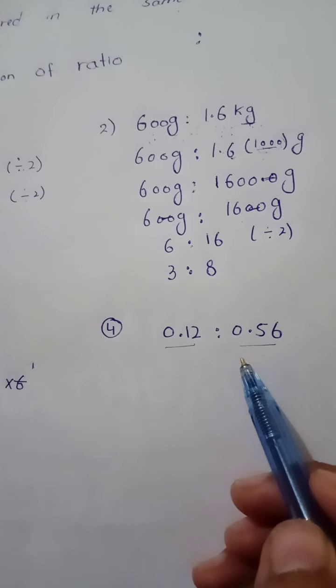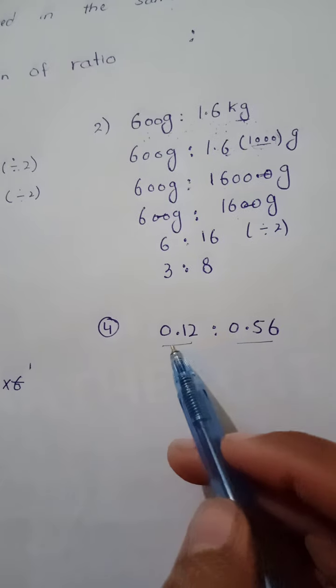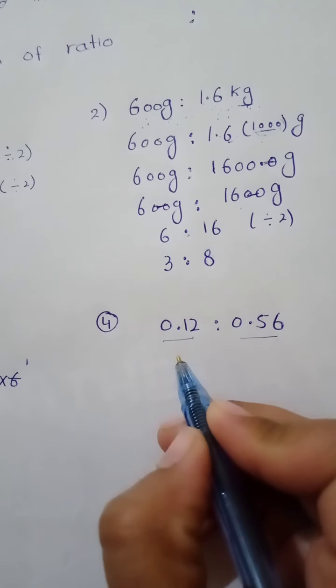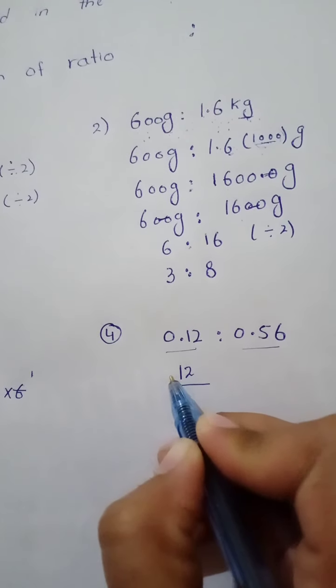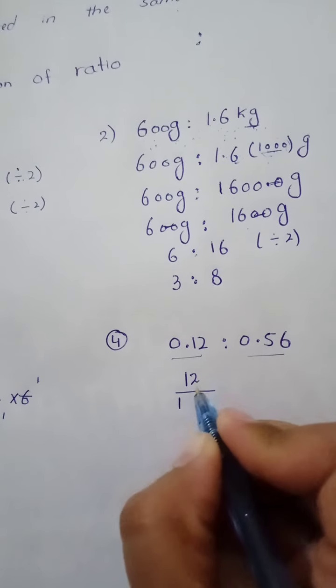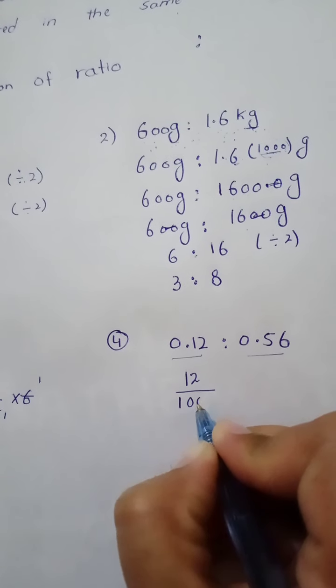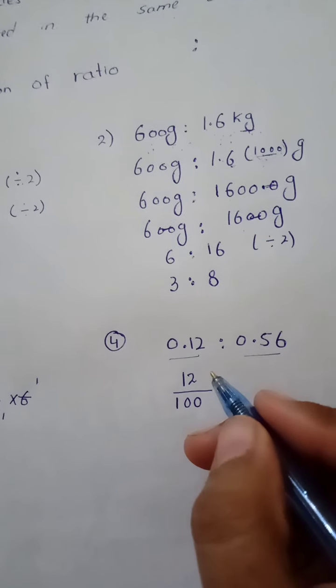In my next question, you can see a decimal now. How do we simplify it? When your quantities are in the form of decimals, you have to remove the decimal. How do we remove the decimal? 12, you know the point is in here. You will put 1 under the point, and 1 2, 2 digits, you will write 20 at the denominator. This is how we remove the decimal.